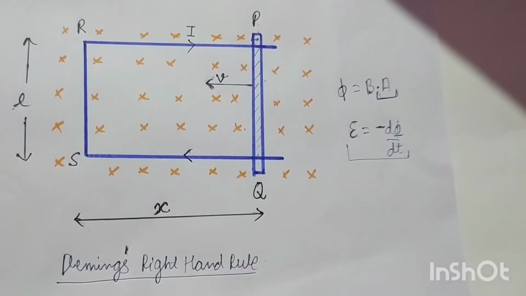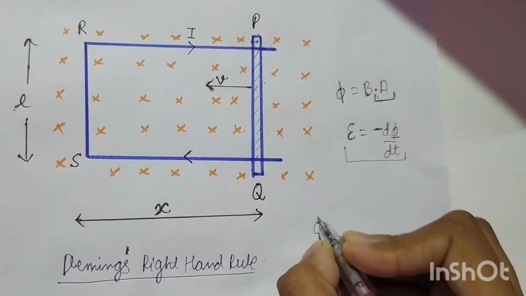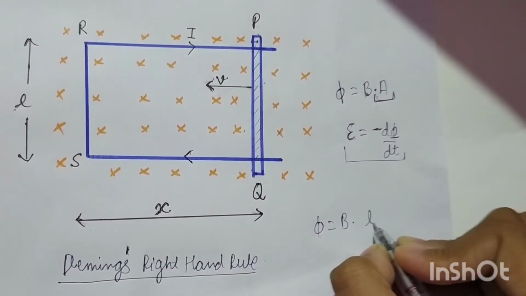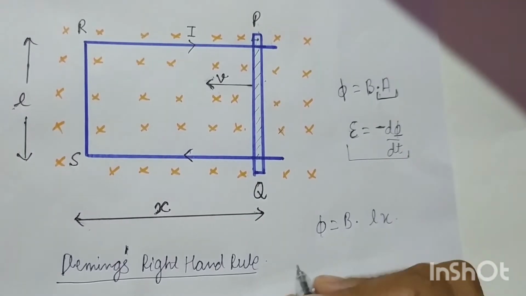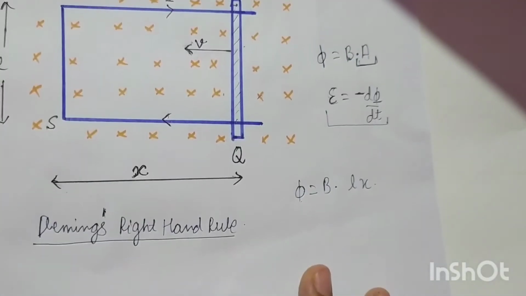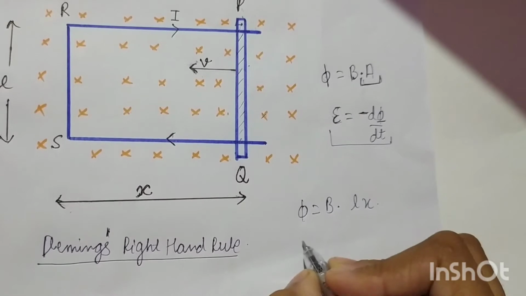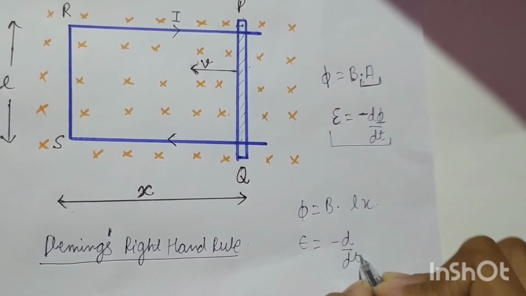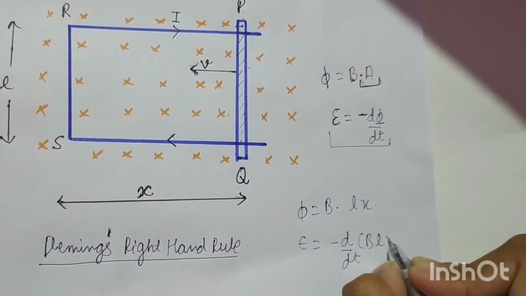Okay, so how can we write the flux? Phi is equal to B dot dA. What is A? A here is L into X. Okay, and how do we define EMF? EMF is equal to minus d phi by dt. Let us put the value of phi, which is B L into X.